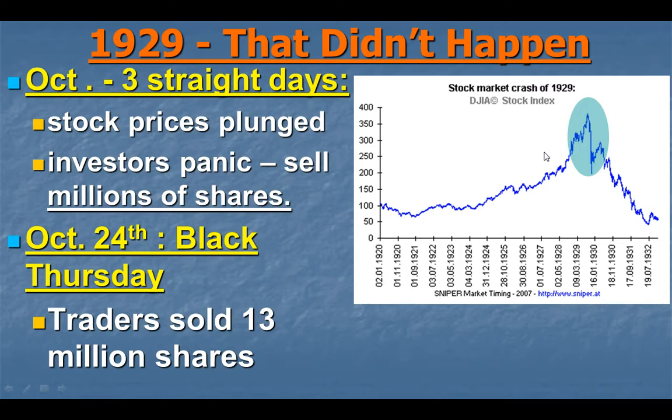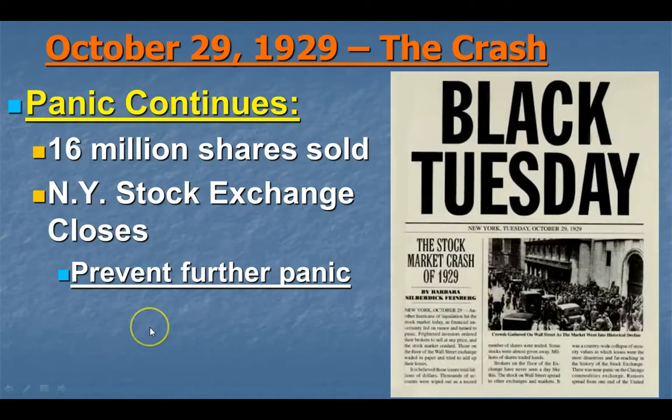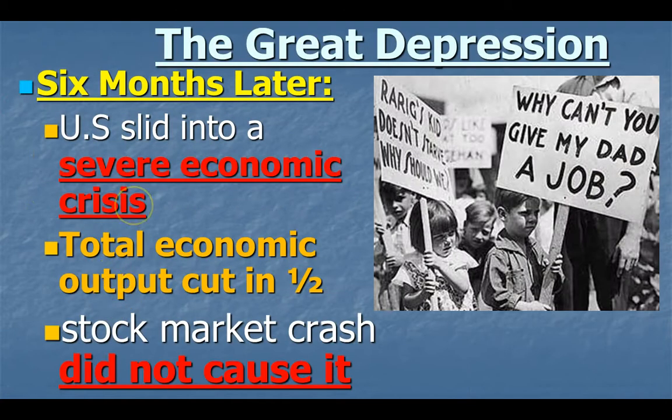They've got to pay it off, and so people sell in a kind of panic mode that drives down demand for stocks, drives down prices for stocks, and you have this big plummeting effect. October 24th, Black Thursday, traders sold 13 million shares. And then on October 29th, Black Tuesday. The panic continues. Over 16 million shares sold. The New York Stock Exchange closes to try and prevent further panic, and the great crash has happened.